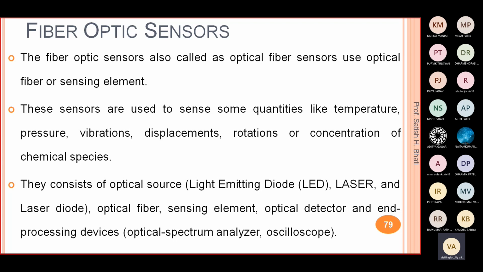So the sensor device or sensor equipment consists of all these types of components, right? Optical source, optical fiber wire, sensing material, optical detector, right? And some end processing device on which we can process the signal, or we can observe the signal, or we can analyze the signal, like an oscilloscope or a spectrum analyzer.